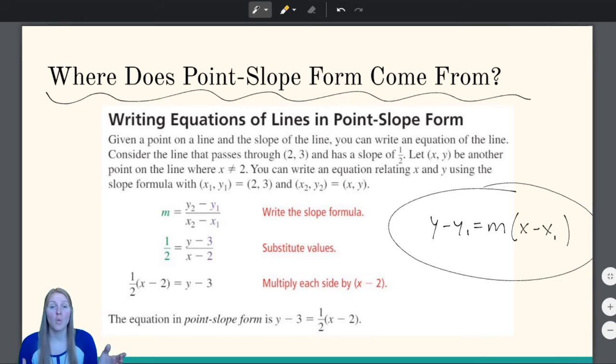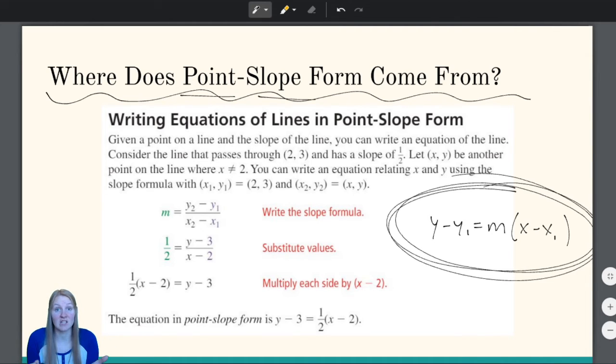Well, the why is because what happens if I only have one point and the slope? I don't have 2 points. I don't know what the intercept is. What if I just have 1 point and the slope? Well, this is going to be the easiest way to write an equation of that line. So that's why. But how? How did we make this? Where did this come from?